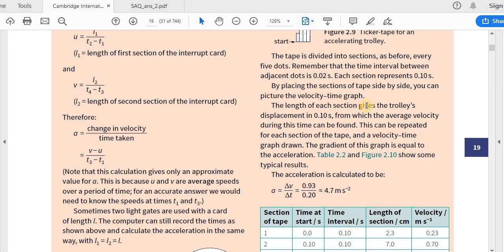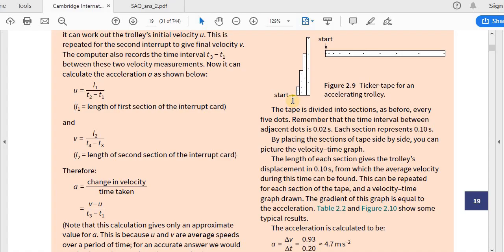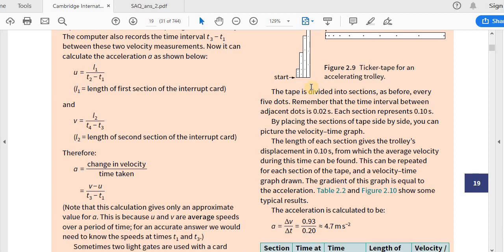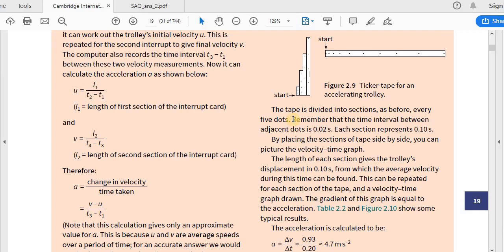Okay, so again, the length of each section gives the trolley's displacement every 0.10 seconds. Here it's only showing 4, there should be 5. So if you cut it every 0.10 seconds, then this length is the distance traveled by the trolley every 0.10 seconds. That's why this axis will be displacement, the y-axis, and this axis is the time.